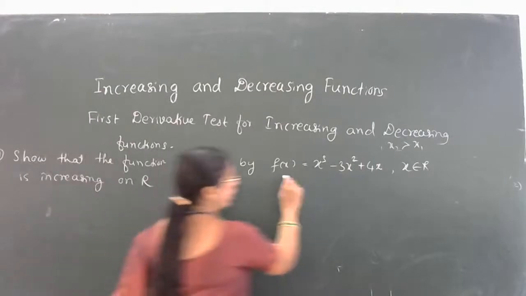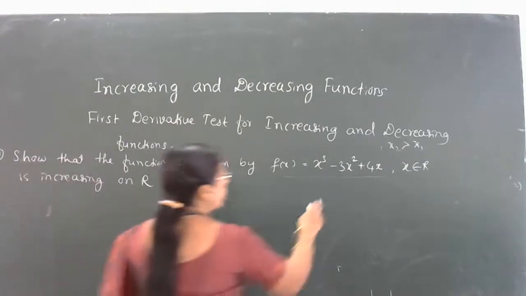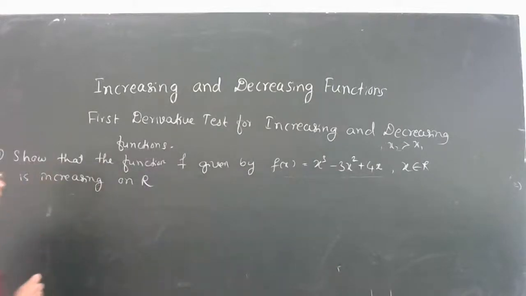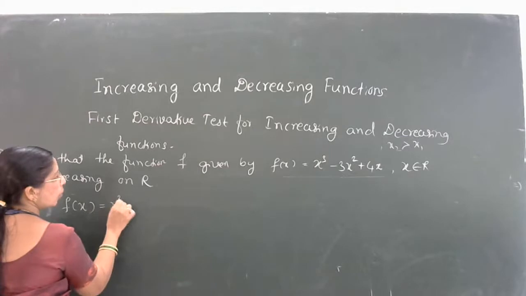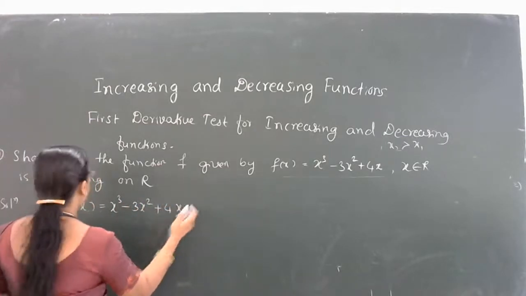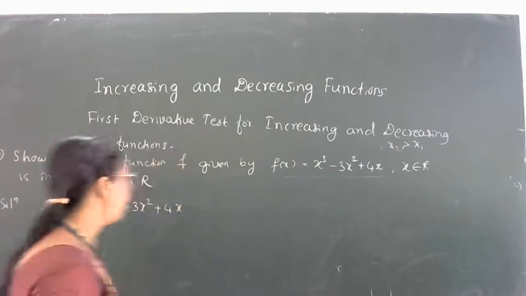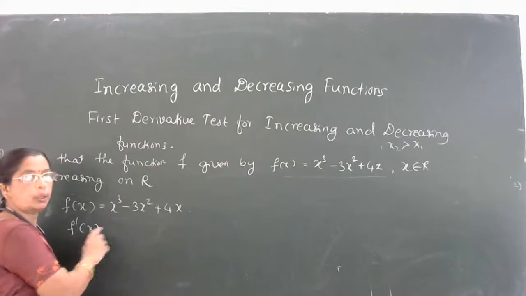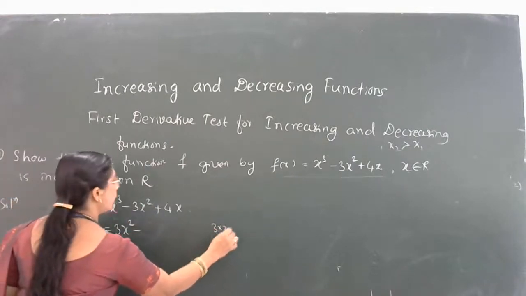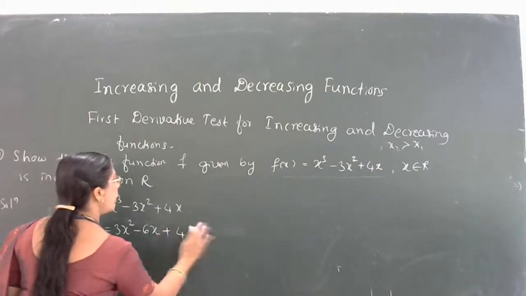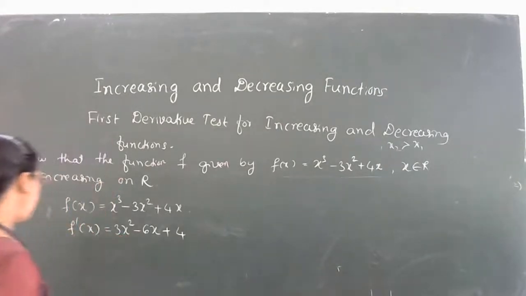Here the function given is a polynomial function. Every function given in this chapter is a polynomial function. The function, where x belongs to R, is increasing on R. Given function is f of x. Solution: first step, f of x equal to x cube minus 3x square plus 4x. Then find the derivative of the function. F dash x is dy by dx. Differentiate the function with respect to x. Then f dash x equal to 3x square minus 3 into 2x, therefore it becomes 6x plus 4. Derivative of 4x is 4. Then f dash x equal to 3x square minus 6x plus 4.